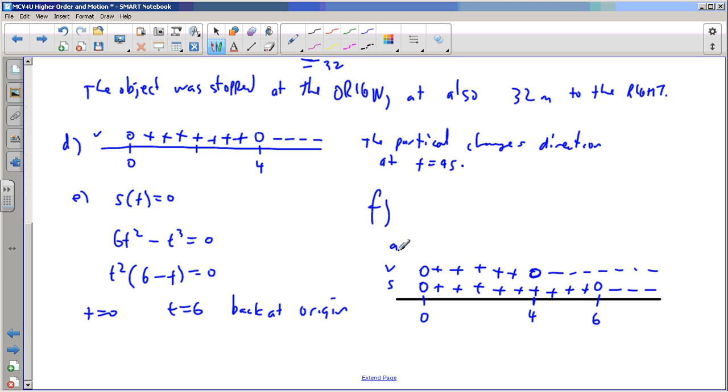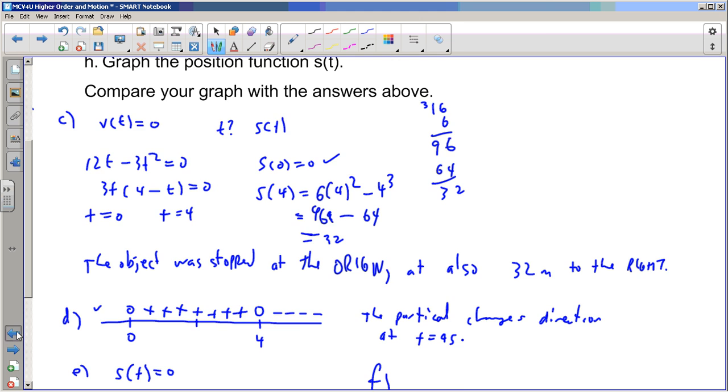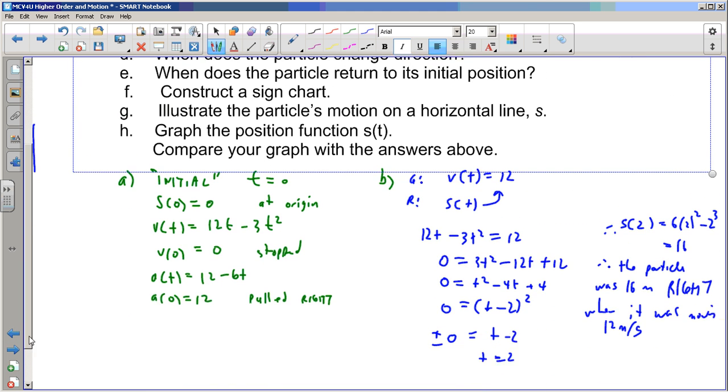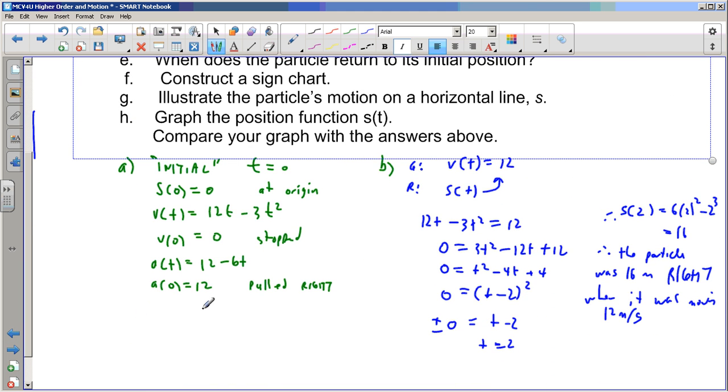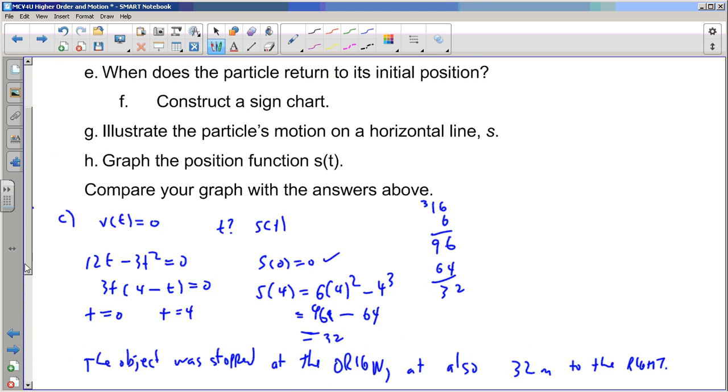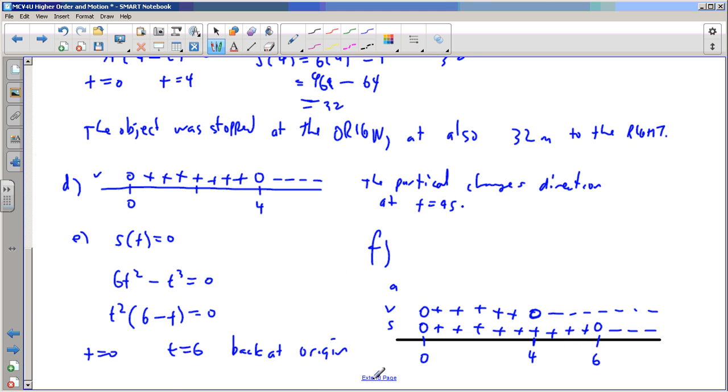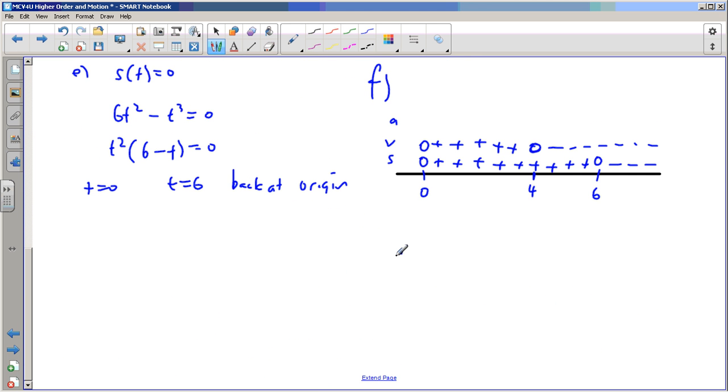What about the acceleration? We haven't done the acceleration yet. Let's think of the acceleration function. What was the acceleration function? We actually calculated it back in A. The acceleration function was 12 minus 6t. So let's add the acceleration function to this.